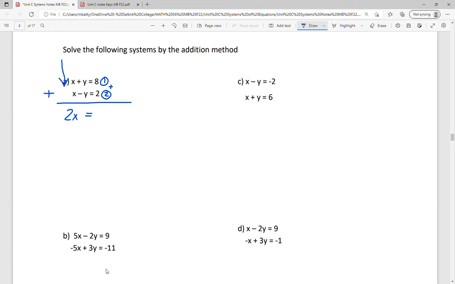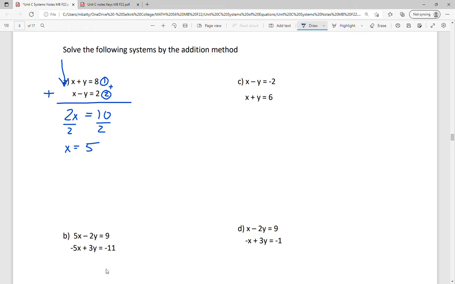I'm going to finish this up. So 8 plus 2 is 10. I can solve for my x now. I get that x equals 5. This one, like the others, I'm halfway done. I still have to track down that second variable.